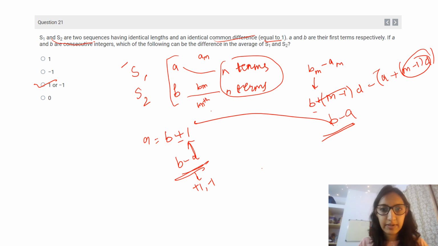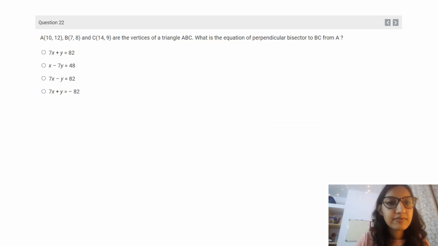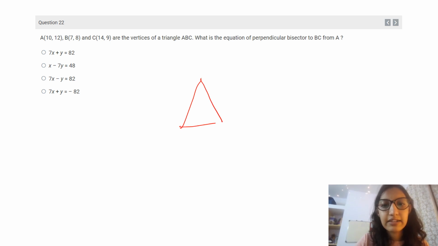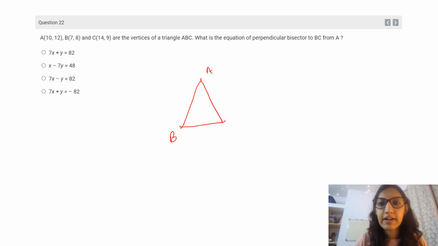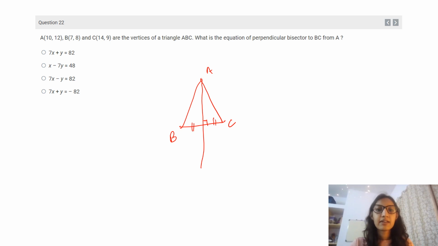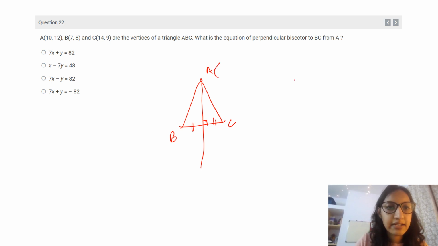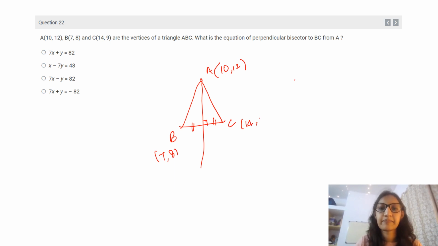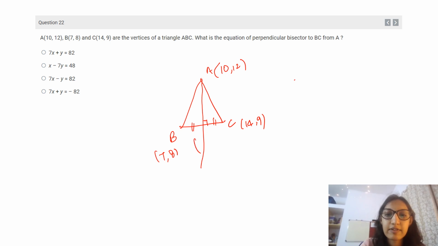Okay, let's move forward. So for this we are given three vertices of a triangle ABC, and we need to find the equation of the perpendicular bisector of BC from A. So this is the one. Now for this, see, A is (10, 12), B is (7, 8), and C is (14, 9). Now this is a perpendicular bisector, so we can find the midpoint. So that will be 21 by 2, 8 plus 9, 17 by 2.